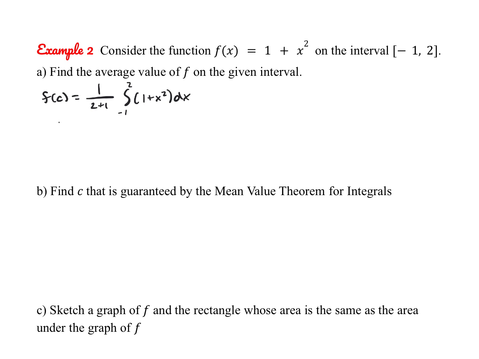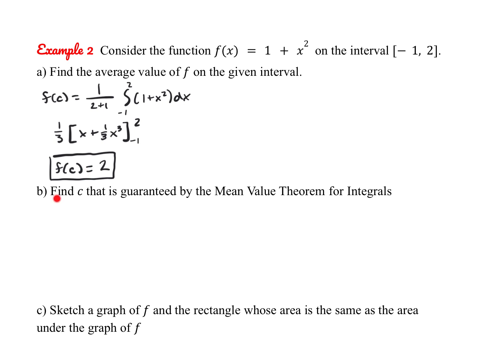And then we'll just simplify that. So we have x plus 1/3 x cubed from -1 to 2. And if you evaluate that out, we get that f of c, which is, again, our average value, should equal 2. So again, I'm kind of skipping the steps of fully evaluating this integral, but I know you guys can do that part on your own.